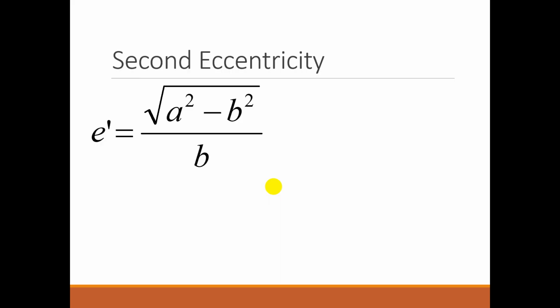Second eccentricity, e prime, is equal to the square root of a squared minus b squared, all over b. So for the first eccentricity, the denominator is the semi-major axis a, and here, for the second eccentricity, the denominator is the semi-minor axis b.